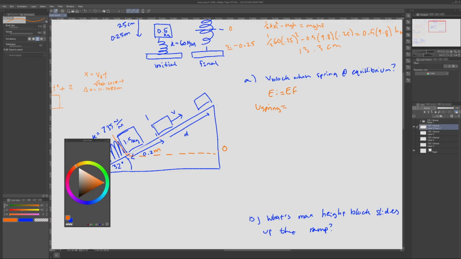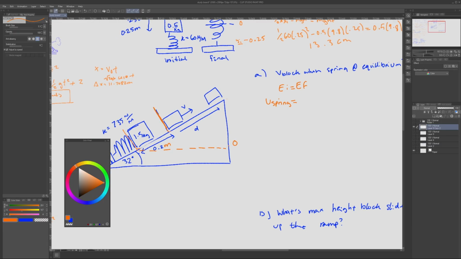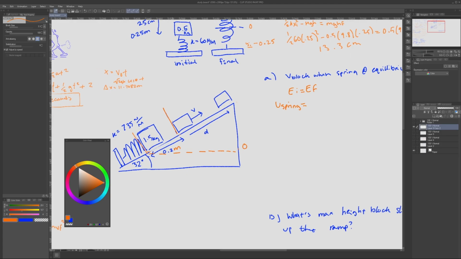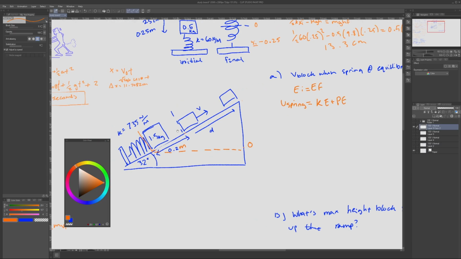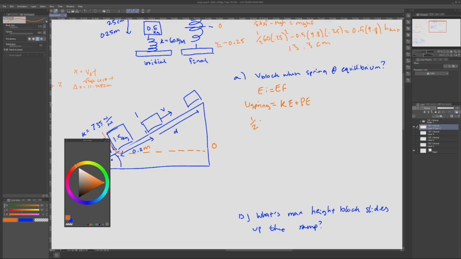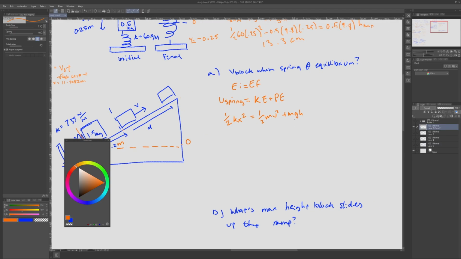And then when the block hits here, we're looking for when the block is at equilibrium. When it's here, it actually has kinetic energy as well as potential energy. So basically what this is saying is when the block is here, all of the spring potential energy will be converted into kinetic and potential energy. So let's write this out. 1/2 kx squared is equal to 1/2 mv squared plus mgh. So we just do a plug and chug.